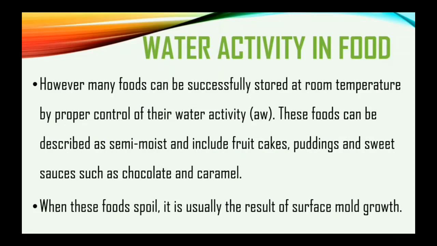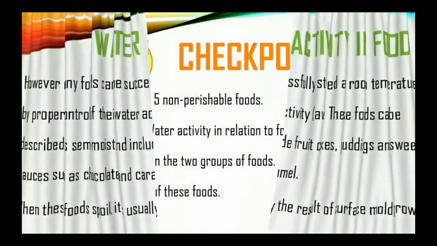However, many foods can be successfully stored at room temperature by proper control of the water activity. These foods can be described as semi-moist and include fruit cakes, puddings, and sweet sauces such as chocolate and caramel. When these foods spoil, it is usually the result of surface mold.